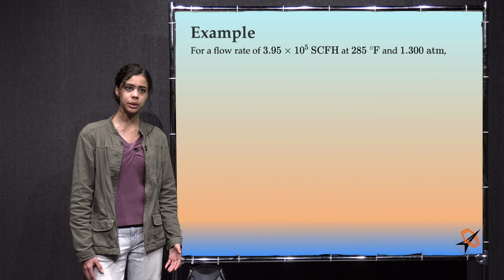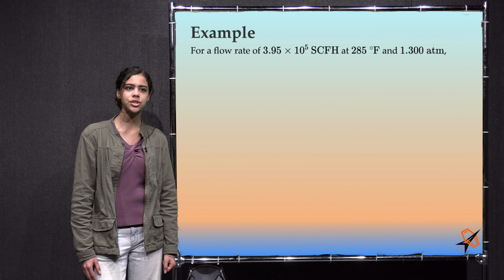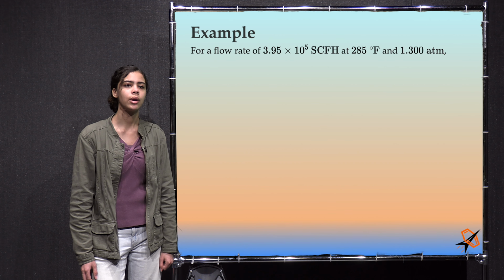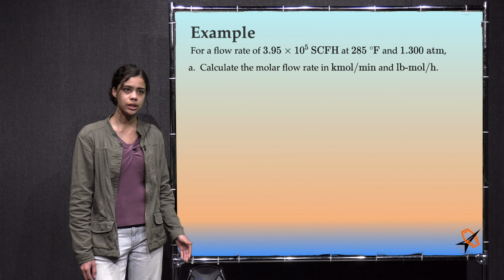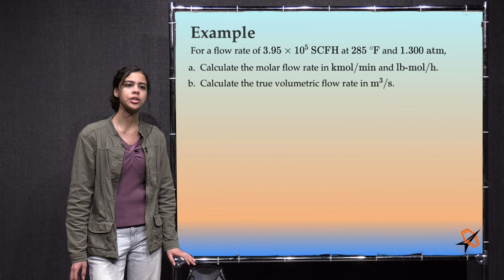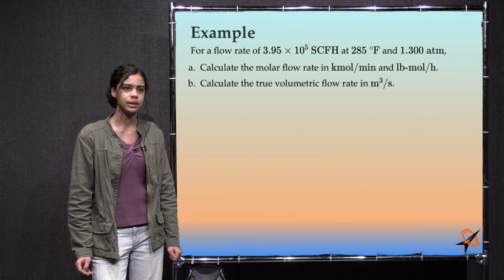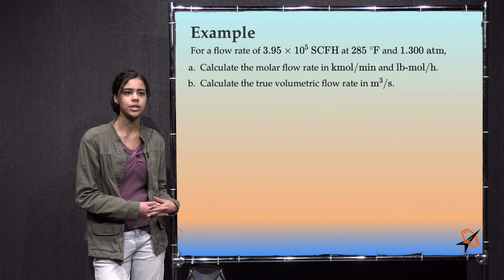For a flow rate of 3.95 times 10 to the 5th standard cubic feet per hour at 285 degrees Fahrenheit and 1.300 atmospheres, calculate the molar flow rate in kilomoles per minute and pound moles per hour. Calculate the true volumetric flow rate in cubic meters per second. Since it's in standard cubic feet, it's easiest to get the pound molar flow rate first.